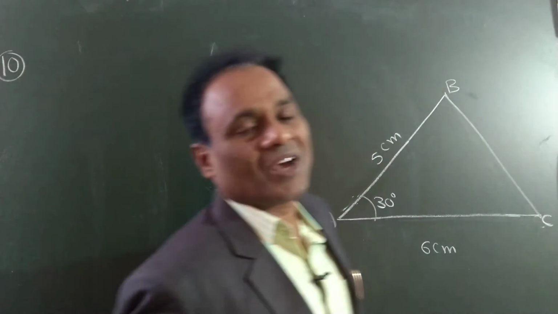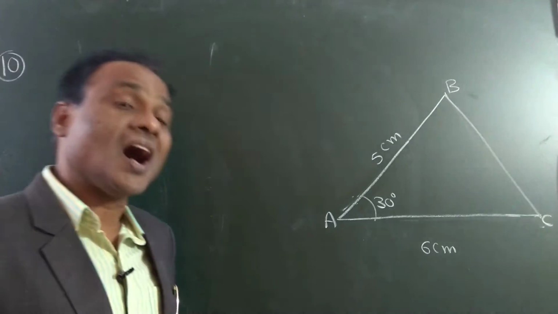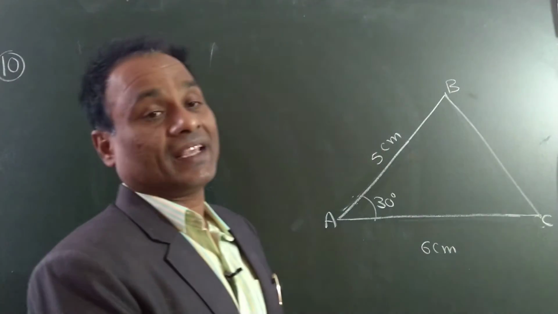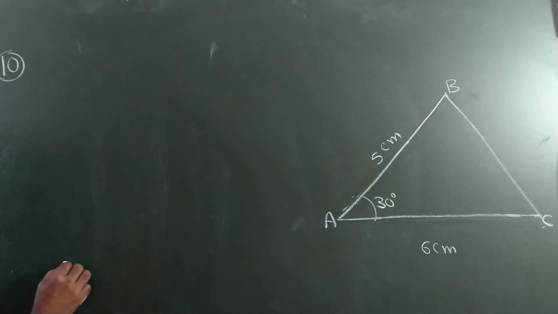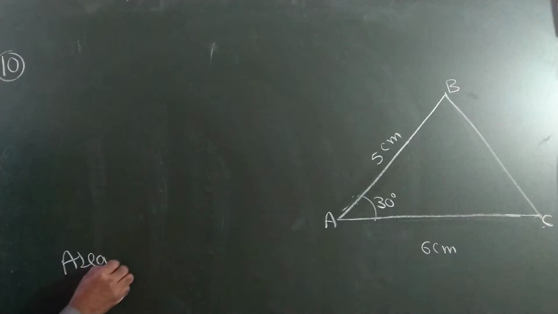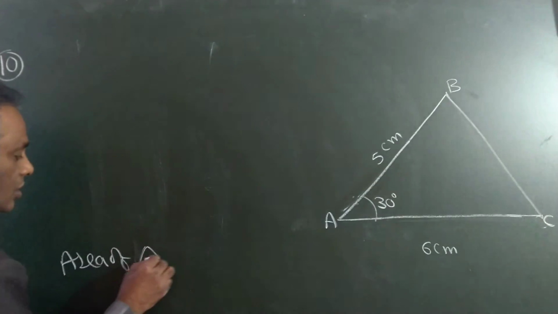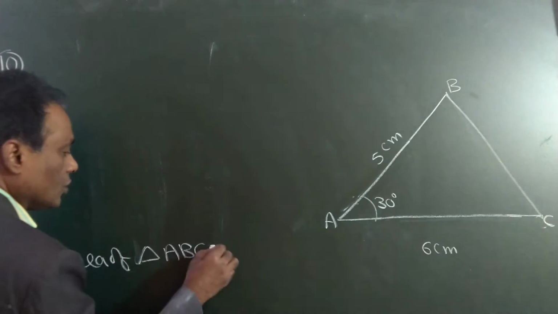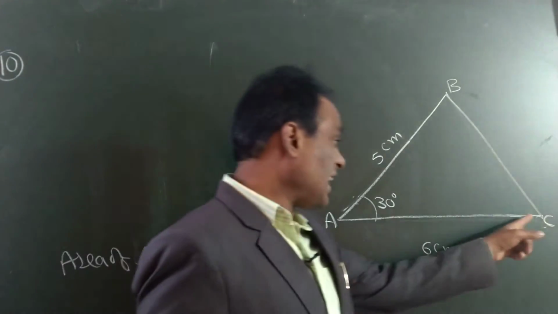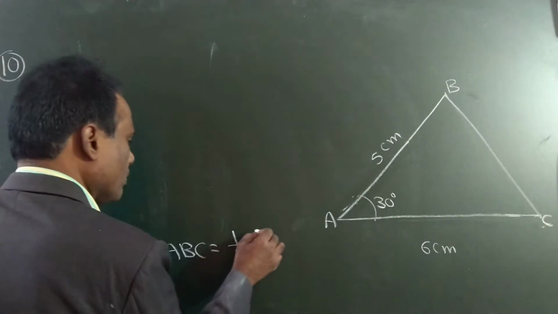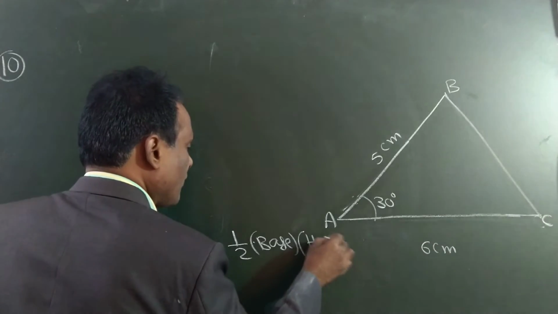What is the formula for the area of a triangle? Area of a triangle is half base into height. Here, area of triangle ABC is equal to half base into height. Base is AC, so I will write base also. This is the formula.